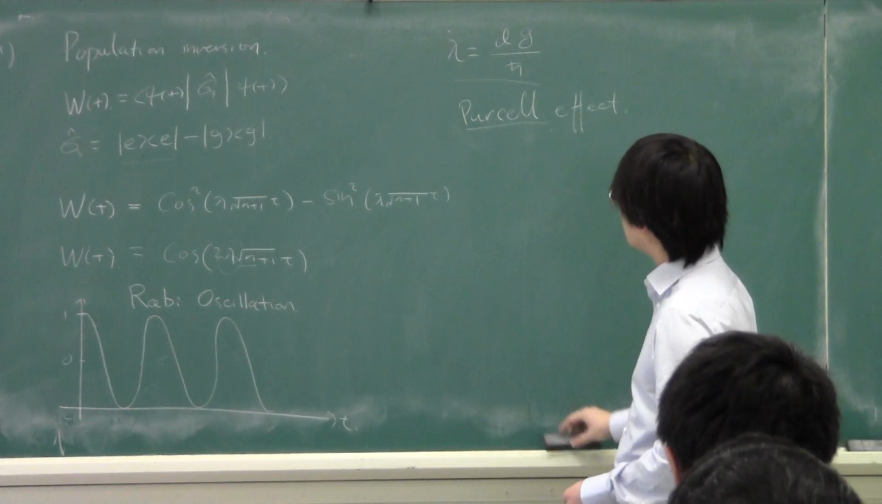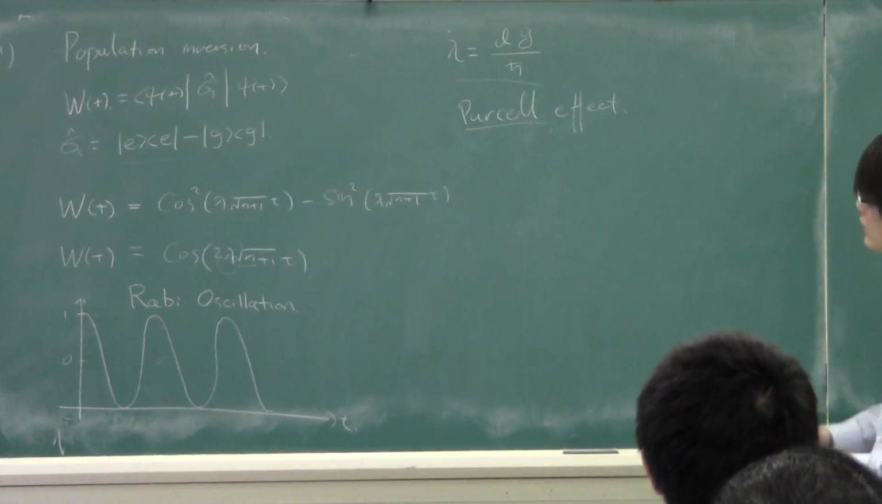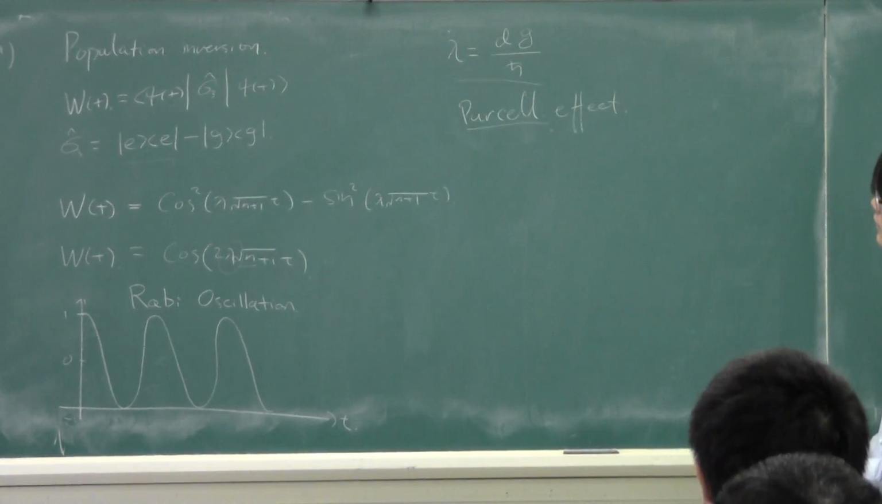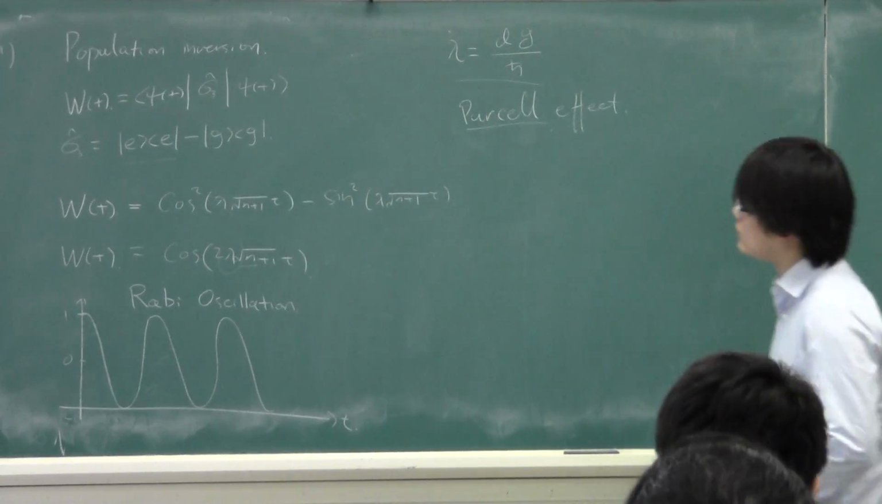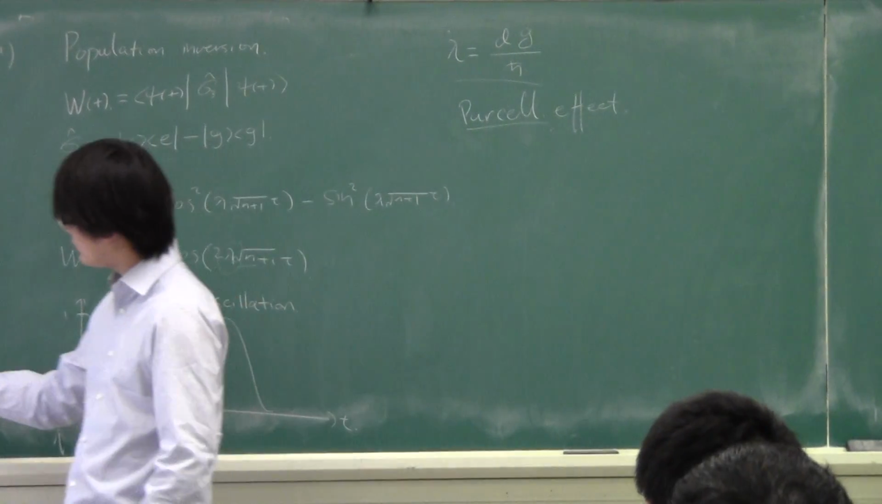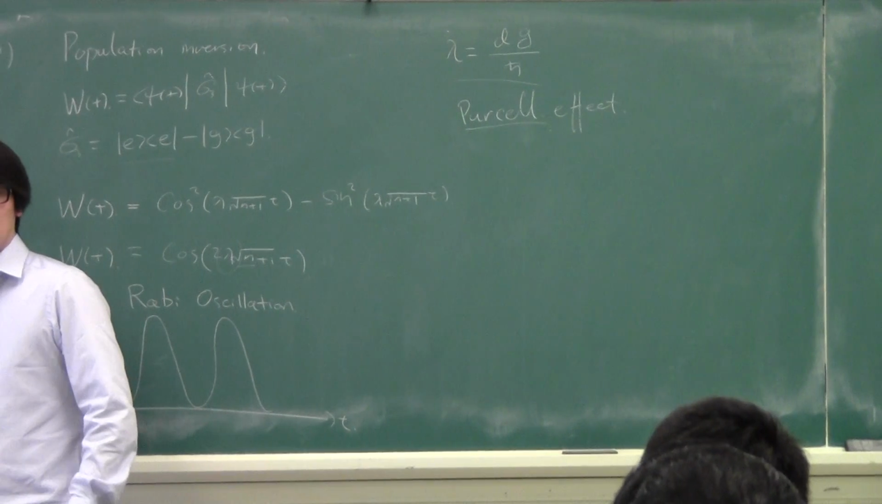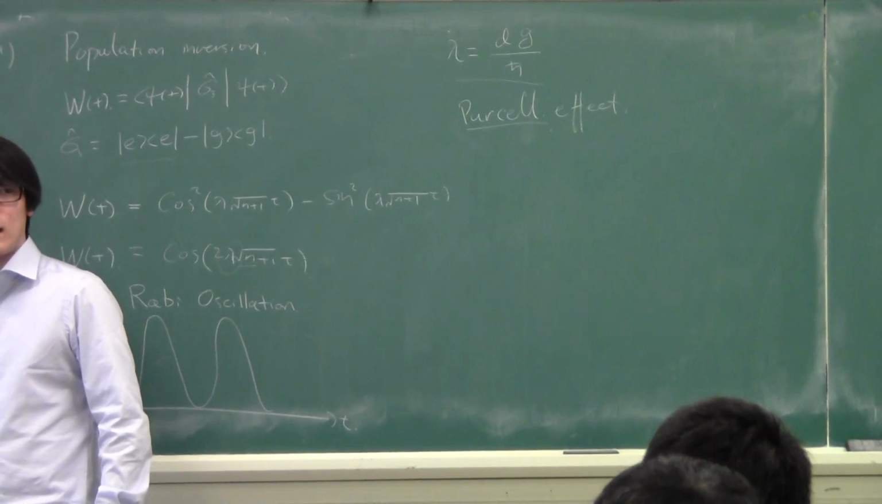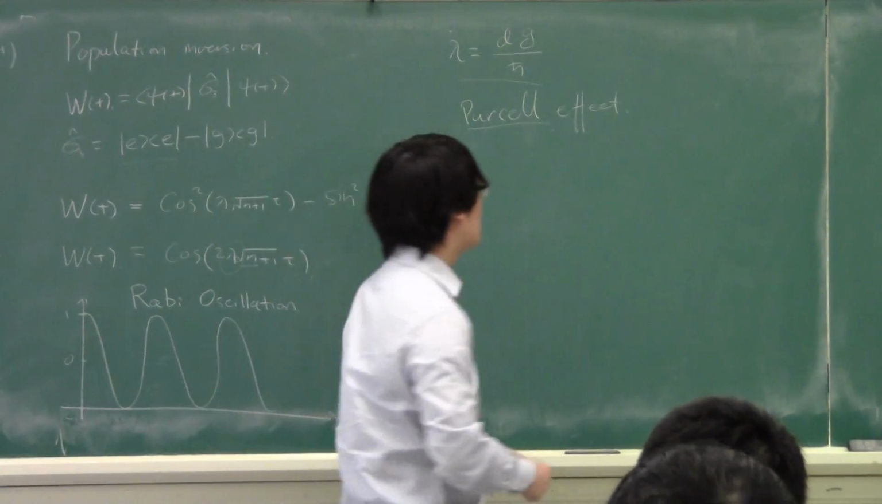So that's the Purcell effect and vacuum Rabi oscillation. Okay. So now we're going to use this kind of dynamics to see how we can entangle two atoms together using a cavity.